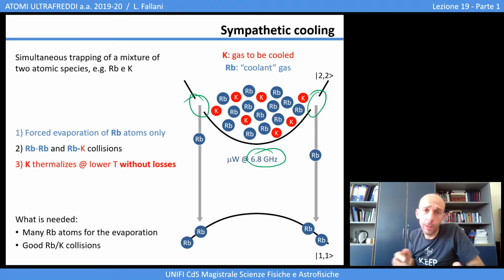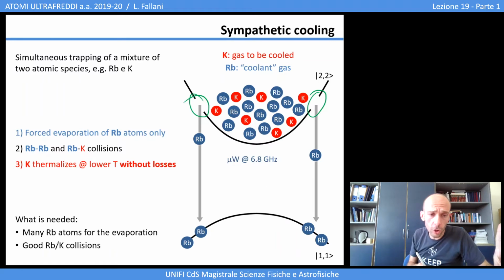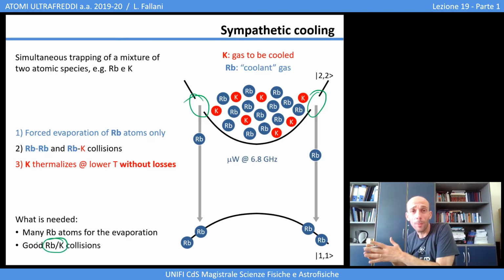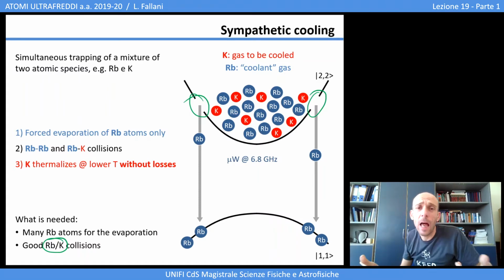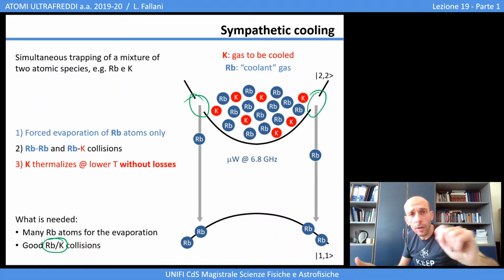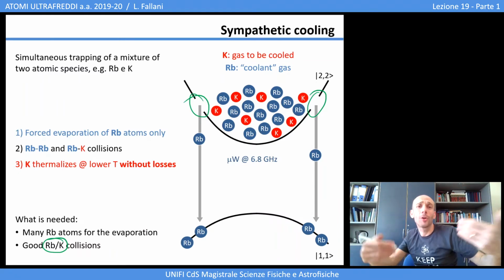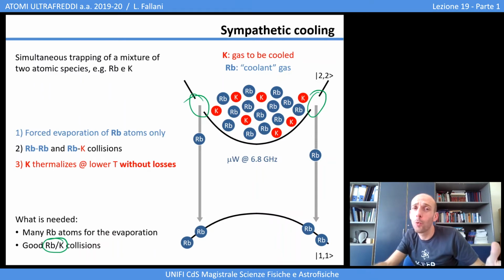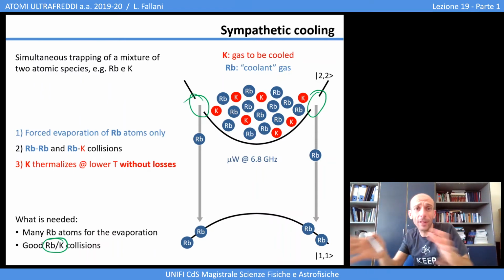And apart from the complications in the laser cooling of two species, this technique is very easy, in the sense that you just need to pick two atomic species that have good collisions between them, for example, rubidium and potassium, and then you just need a large number of rubidium atoms. You don't need a large number of potassium atoms, because you don't lose potassium atoms, but you want a large quantity of rubidium atoms because you want a big heat capacity of the gas that you use as a coolant. And so the rubidium atoms should be the large majority of your initial sample.